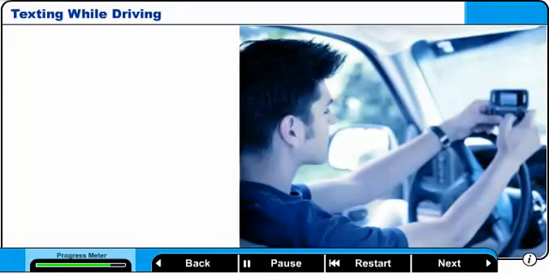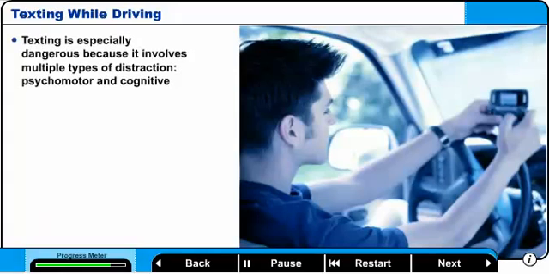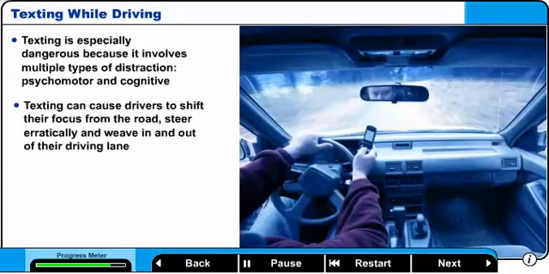While all distractions can endanger drivers' safety, texting is especially dangerous because it involves multiple types of distraction, psychomotor and cognitive. Texting requires you to look at your phone, think about what you are typing or reading, and then use your fingers to send and retrieve messages. When texting while driving, drivers tend to shift their focus from the road for long periods of time, steer erratically, possibly hitting other vehicles or roadside objects, and even weave in and out of their driving lane, sometimes more than a foot outside the lane.